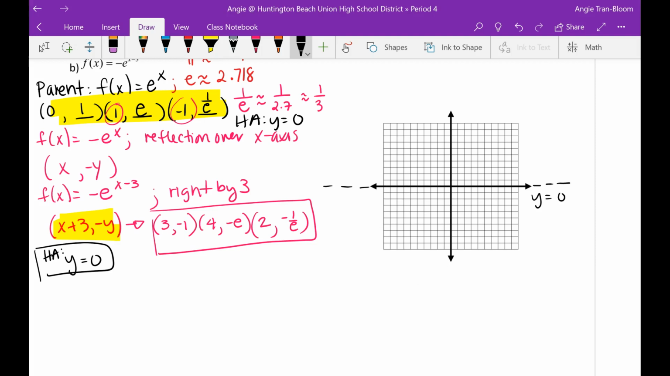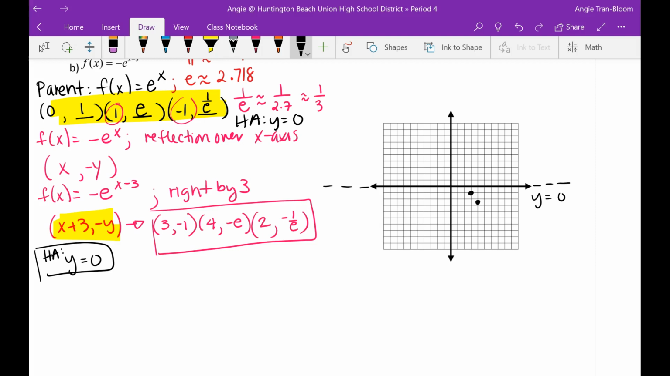It says I'm reflected over the x-axis, so now I am expecting it to look upside down. Okay, so 3, comma, negative 1. 4, negative e. So, here's 4. Negative e is about negative 2.7, so somewhere in between negative 2 and negative 3 is perfectly okay.